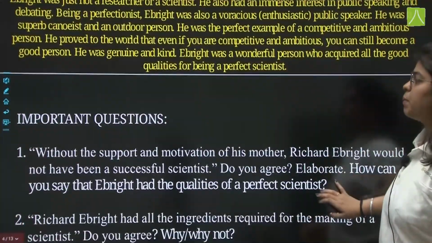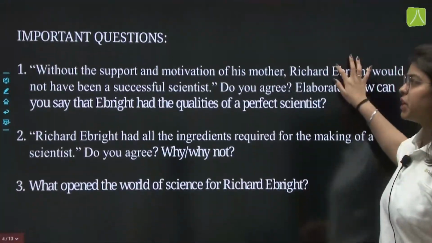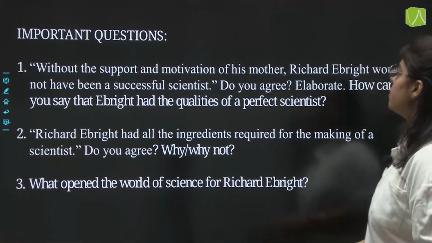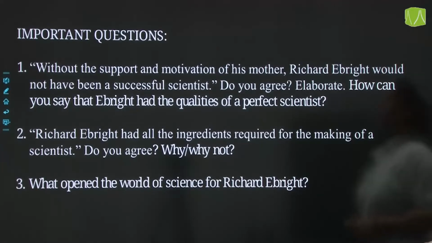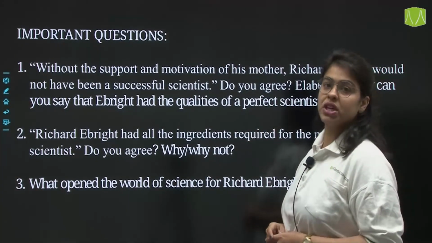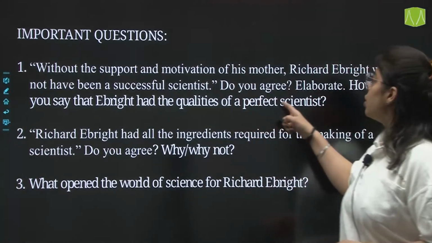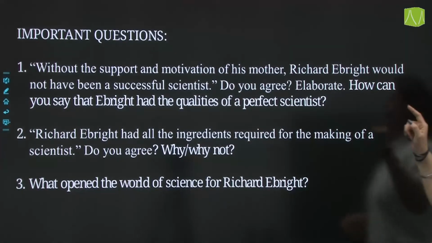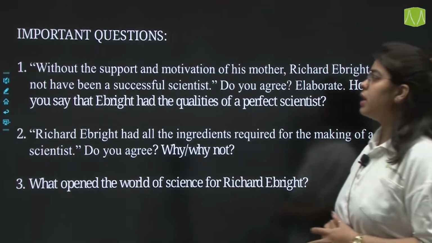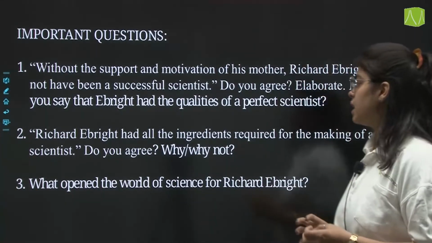Now, here are some important questions related to this particular chapter. So, first is, without the support and motivation of his mother, Richard Ebright would not have been a successful scientist. This is very true because we have read the chapter. So, do you agree? Elaborate. How can you say that Ebright had all the qualities of a perfect scientist? So, here two questions are merged.